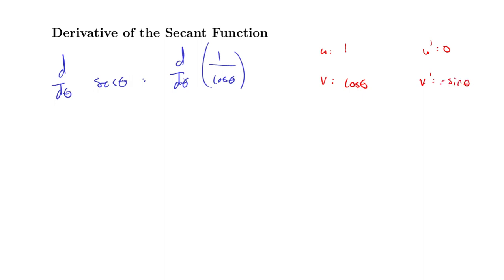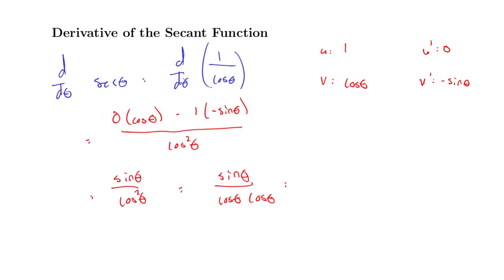Fill out the quotient rule and see if you can come up with a nice version of the derivative for secant theta. Pause the video and give that a shot. All right, hopefully you've gotten to this part: sine theta over cosine squared theta.